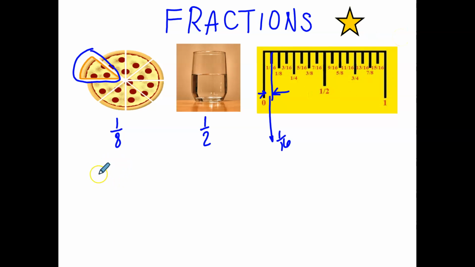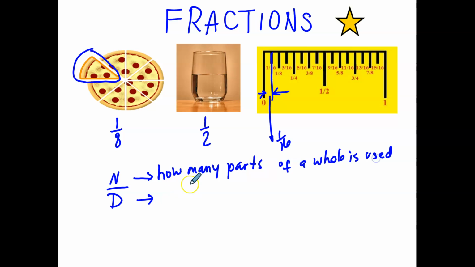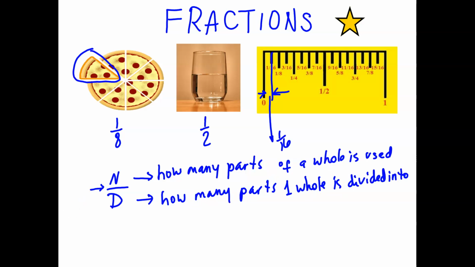A fraction consists of several parts: numerator, denominator, and the fraction bar. Numerator shows how many parts out of the whole we use. Denominator shows how many parts one whole is divided into. And the fraction bar also represents division.